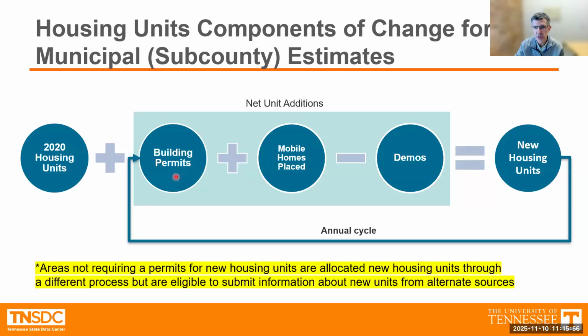So this is the number of units authorized by permit, the number of mobile homes that are placed, and then we subtract demolitions. On an annual basis, that equals the number of new housing units, and we cycle through this process to get to the current number of housing units. Then the number of housing units is what drives the municipal population.